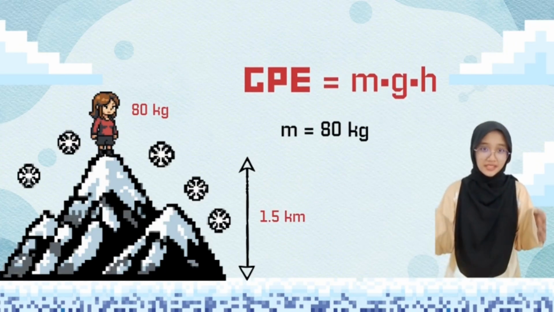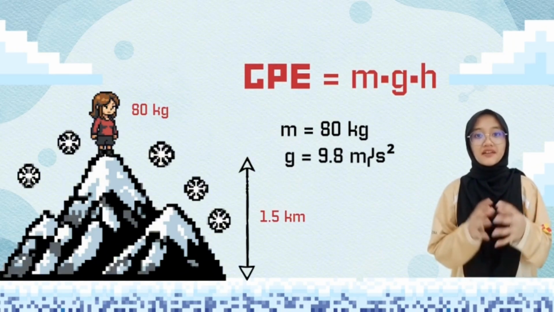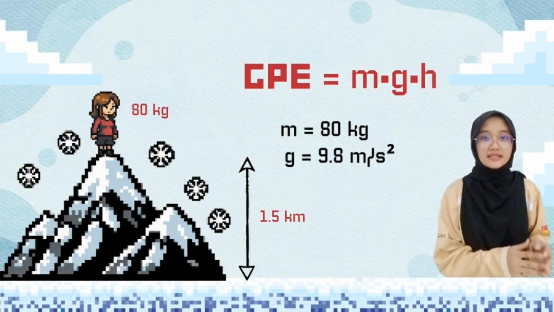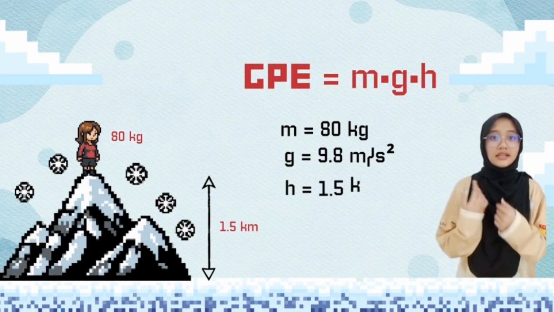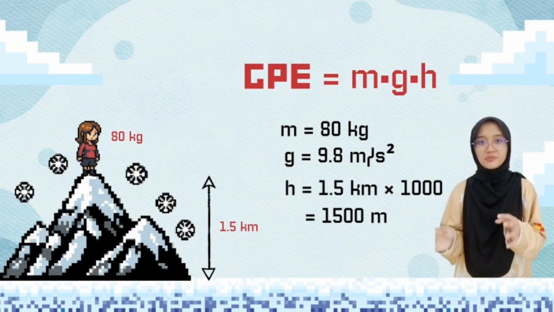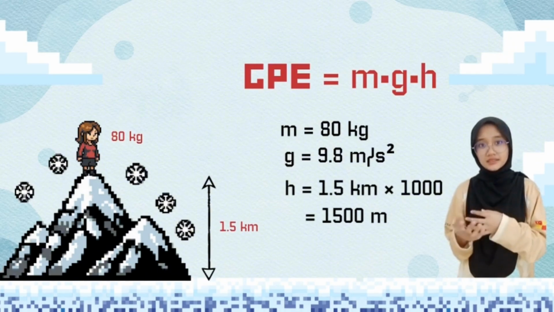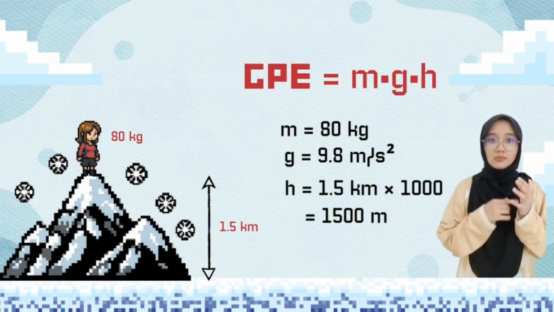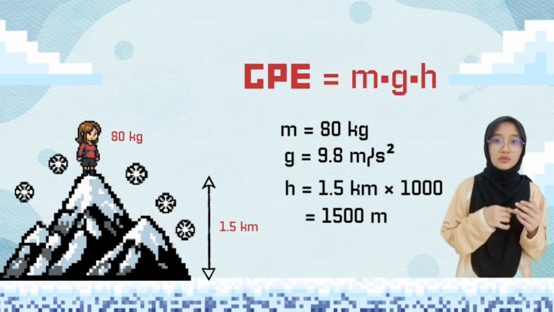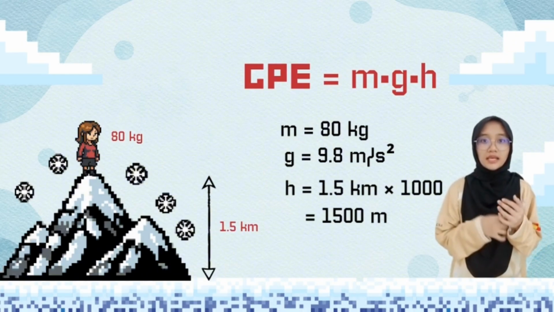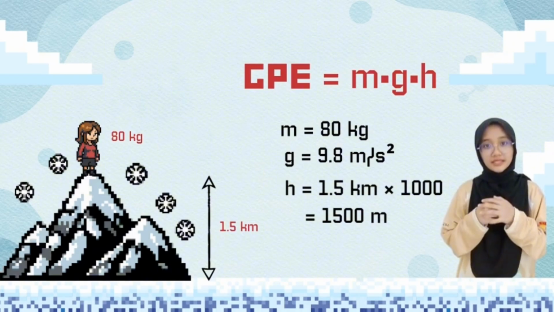By using the formula, the mass is 80 kilograms. g is the gravitational acceleration, which is 9.8 meters per second squared. However, the height is given in kilometers. Since the height in the formula must be in meters, we need to convert 1.5 kilometers into meters first. So 1.5 kilometers multiplied by 1000 gives us 1500 meters.